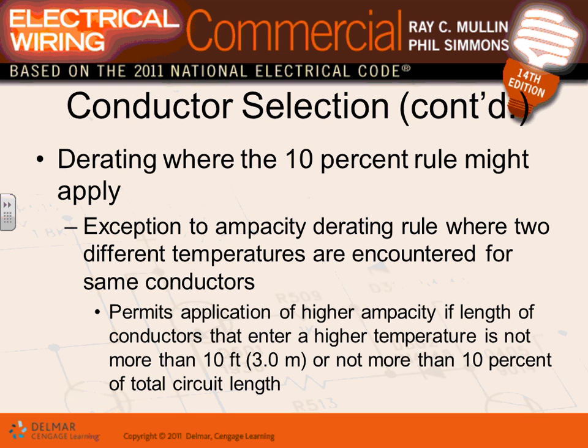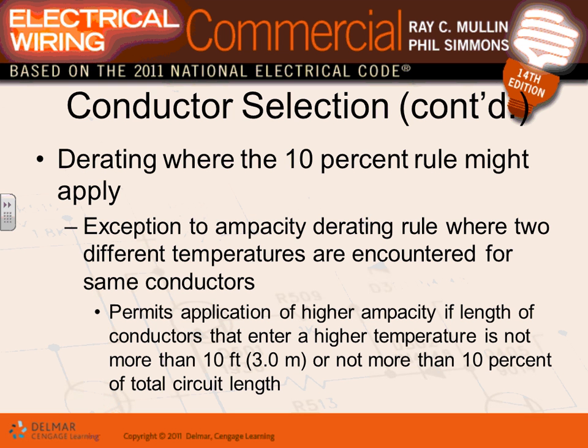So which temperature are you going to use, right? Typically, the high temperature you're going to use, except here's one exception. It permits a higher ampacity if the length of the conductors that enter the higher temperature is not more than 10 feet. So take this example. I came in with only 9 feet, and I got out with 100 feet. So what do you think I'm going to do? The higher. So 10 feet or 10% of the total circuit length. What's 10% of 100 feet?